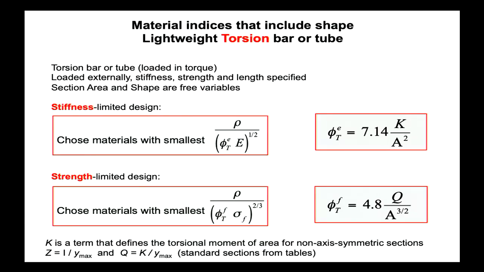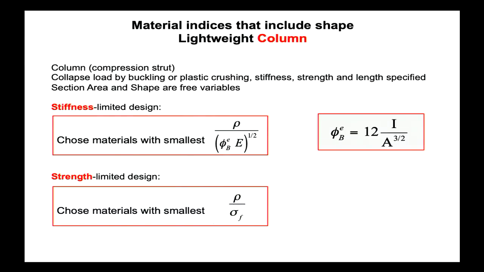What wouldn't I give? I'd probably give you the table for K, but not that sentence. I'd expect you to know that you've got to look up K from another resource, which I'll talk about in a sec. So it's a resource. It's something that you use. Ditto with columns. Stiffness and strength limited design. Choose materials with the smallest values you see up on the screen.